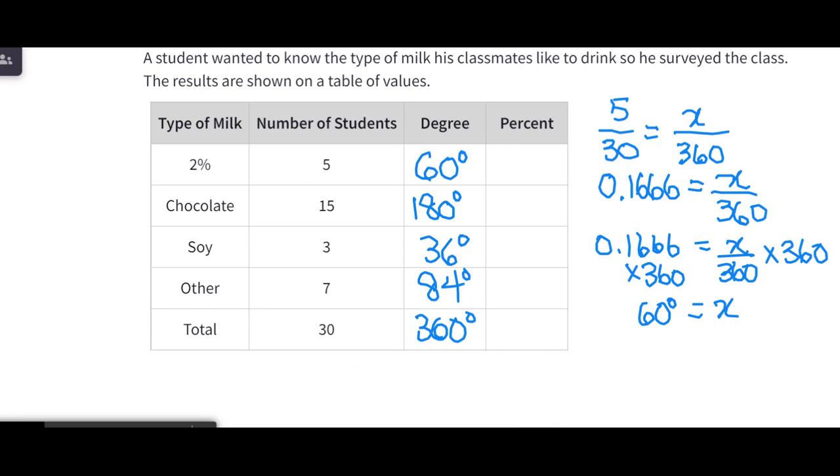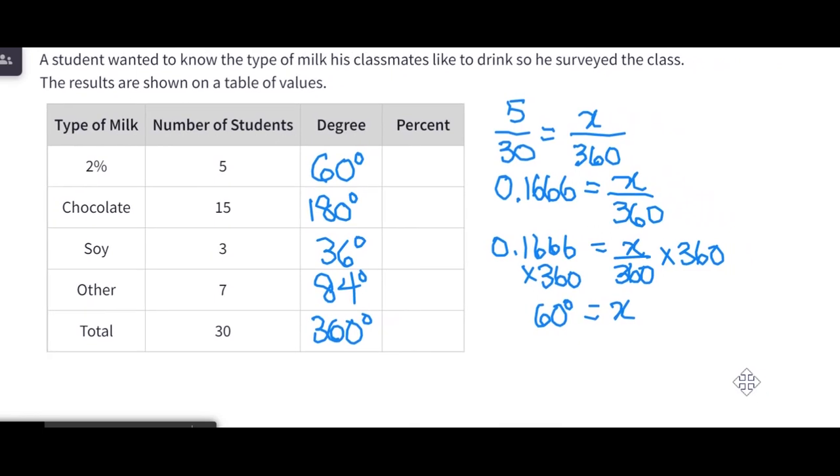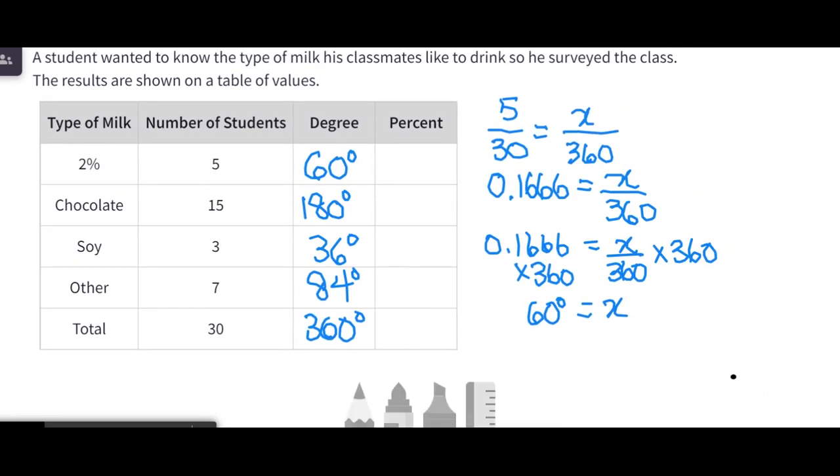All right, so let's take a look at how to find the percent, which all of you should be an expert by now, but if not, that's okay. Ms. Chan is going to show you. So again, 5 out of 30 students like 2% milk. But we want to change this number into a percent. How do we do that? Well, we know a percent is always out of 100. That's your total. Okay, so that means we want to change this 30 to a total of 100.